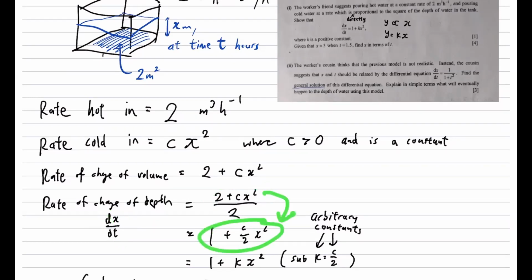Yeah. But c over 2 is just some random constant. You divide by 2, it is still a constant. So now I'm going to purposely replace it with a letter k. Then I get 1 plus kx squared. Shown. Ta-dang. Is this clear?